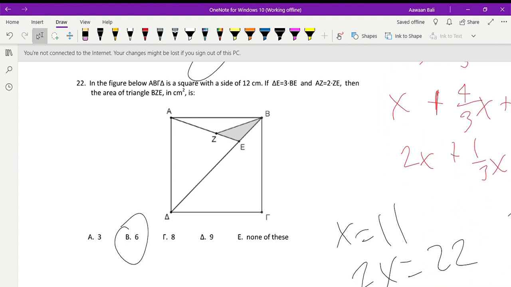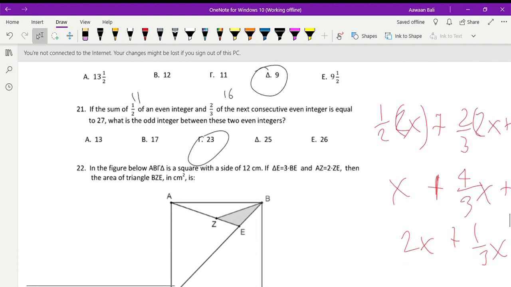In the figure below, alpha, beta, gamma, delta is a square with a side of 12 centimeters. If delta eta is equal to 3 times beta eta and alpha zeta is equal to 2 times zeta eta, then the area of the triangle beta zeta eta in centimeters squared is what?